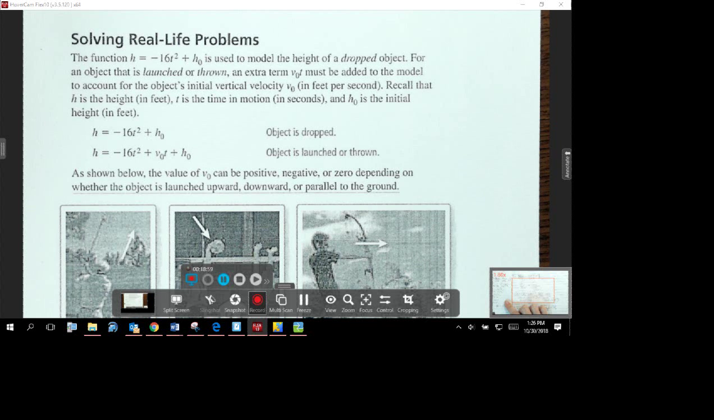Now, if I put a velocity on it, if I put in a vertical velocity, which they call v sub 0, it's going to change the time. So if there's a velocity, then we have h equals negative 16t squared plus v sub 0 t plus h sub 0. So what does all of that mean?